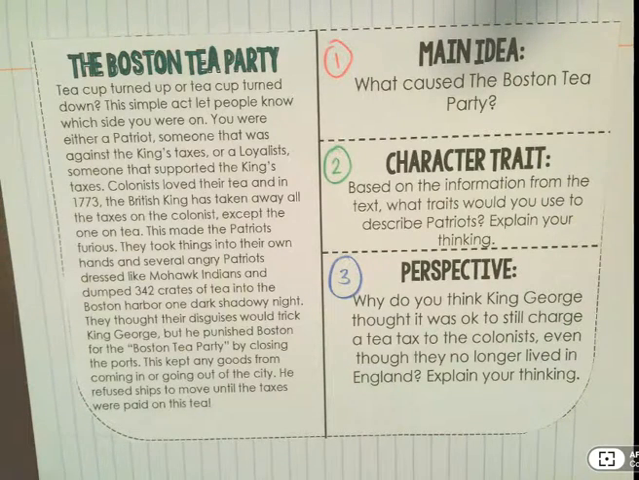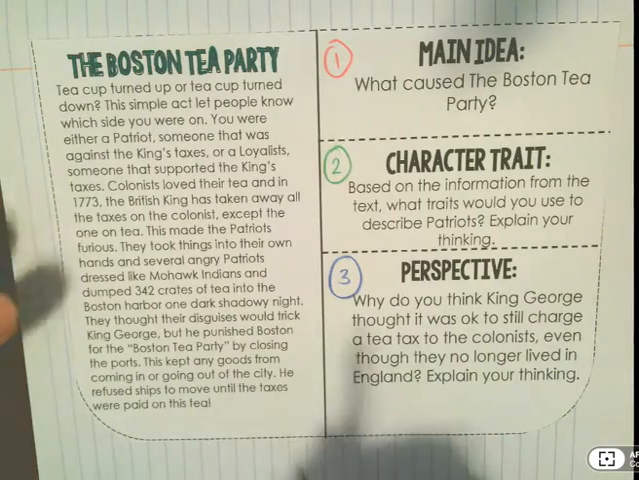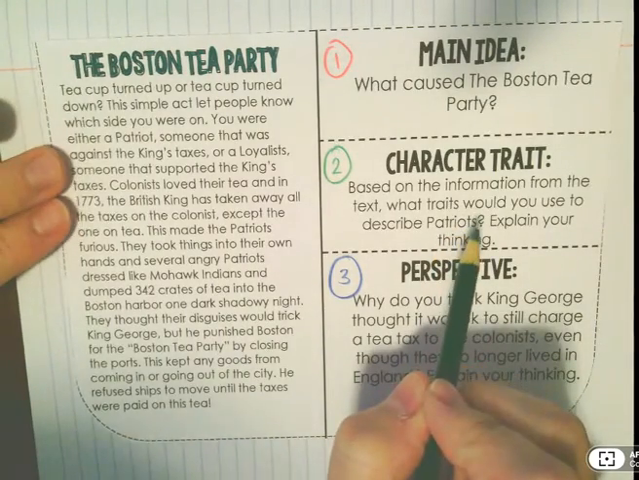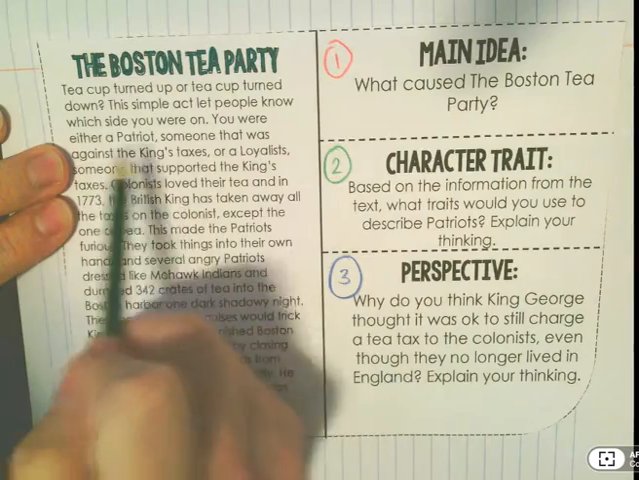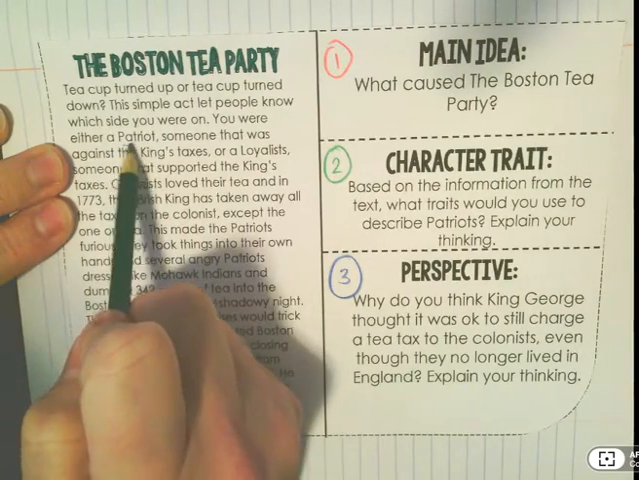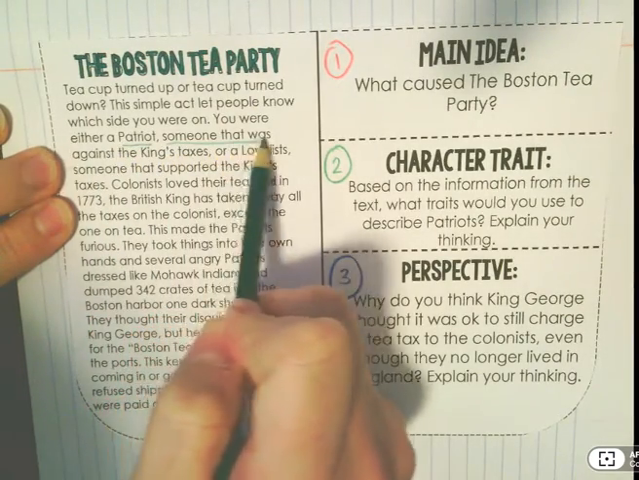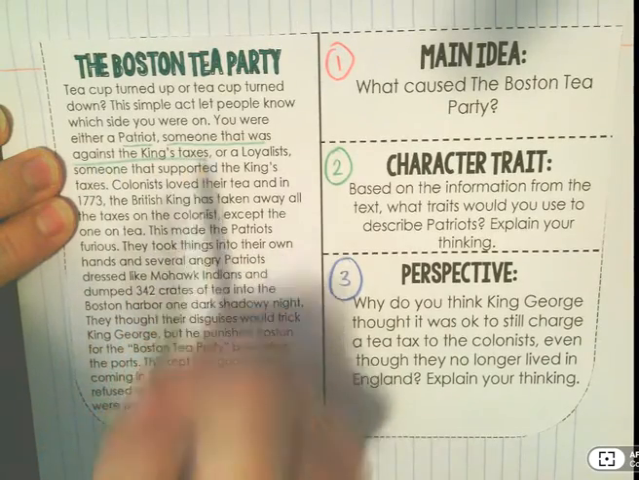So teacup turned up or teacup turned down. This simple act let you know which side you were on. You were either a patriot, someone who was against the king's taxes, or a loyalist, someone that supported the king's taxes. So right away I have something that's going to help me with that character trait in describing a patriot, because it says either you were a patriot, someone that was against the king's taxes.